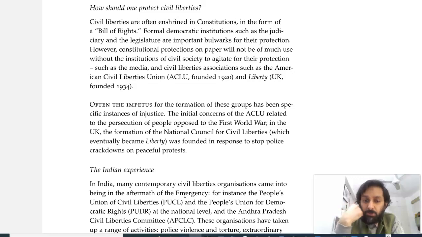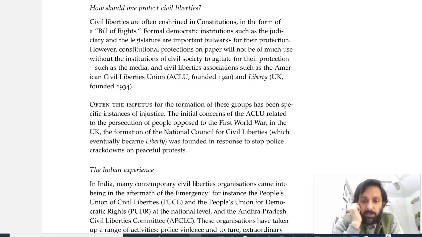unless there are institutions of civil society to agitate for their protection in the various fora: in the legislature, in the courts, in the public mind. These might include the media. They might include civil liberties associations, famously the American Civil Liberties Union, the ACLU, which was founded in 1920, and Liberty, an organization in the UK, founded in 1934 and originally called the National Council for Civil Liberties.